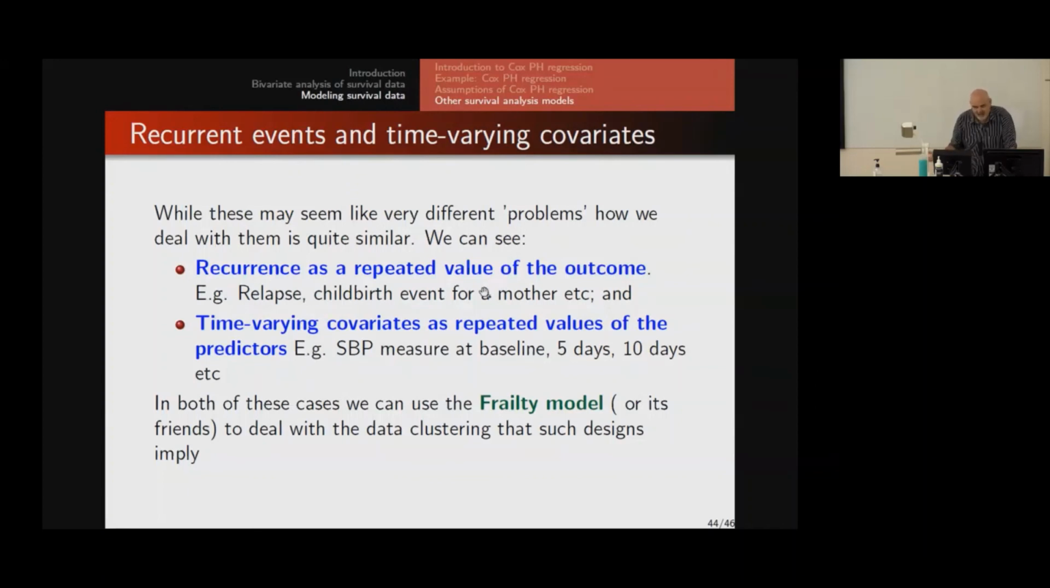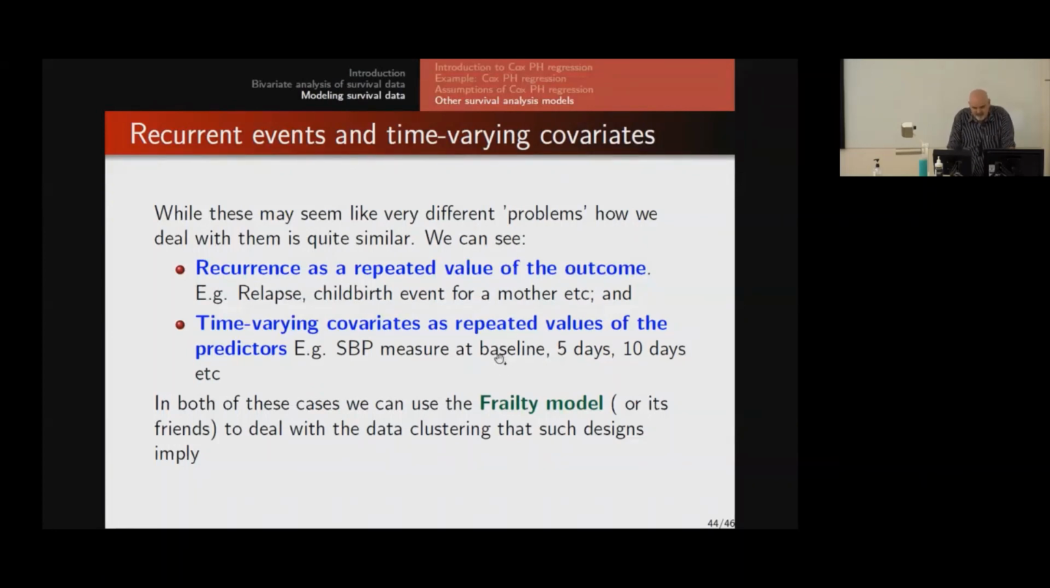And if we wanted to analyse that, we would need special models. We could say time to first child or time to second child, which is very specific, or we could just model the recurrent events themselves. The second case is time-varying covariates, which we can see as repeated values of the predictor. So we might measure systolic blood pressure at baseline, day 5, day 10, etc. So that's the difference. One is a repeated measure of the outcome for a time to event outcome, and one is a repeated measure of the predictor.